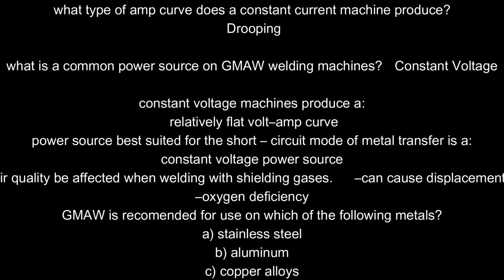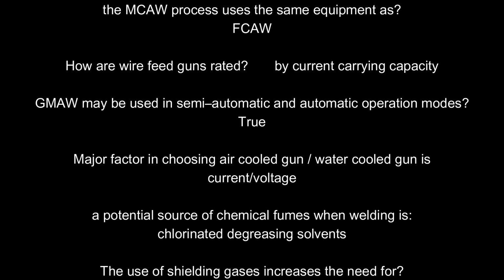How can air quality be affected when welding with shielding gases? Can cause displacement of oxygen, oxygen deficiency. GMAW is recommended for use on which of the following metals? A. Stainless steel, B. Aluminum, C. Copper alloys, D. Carbon and low alloy steels, E. All of the above.